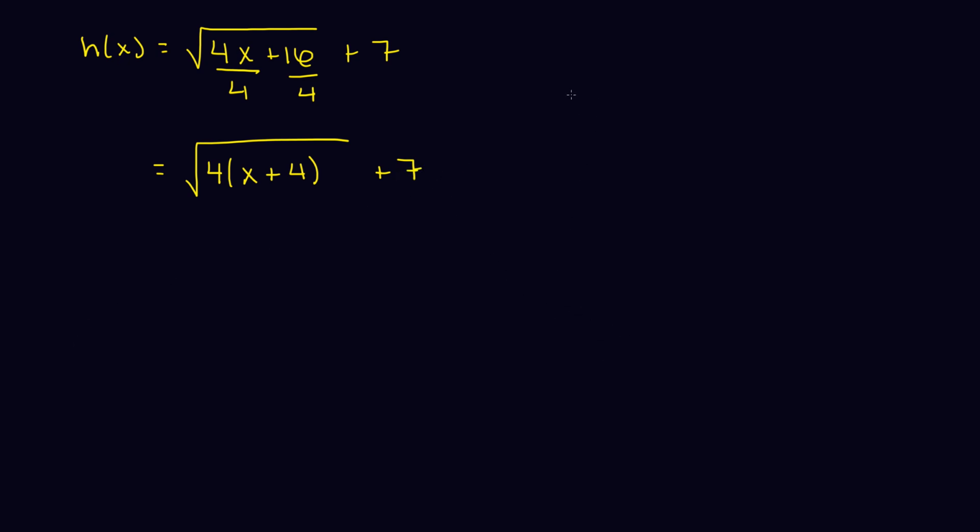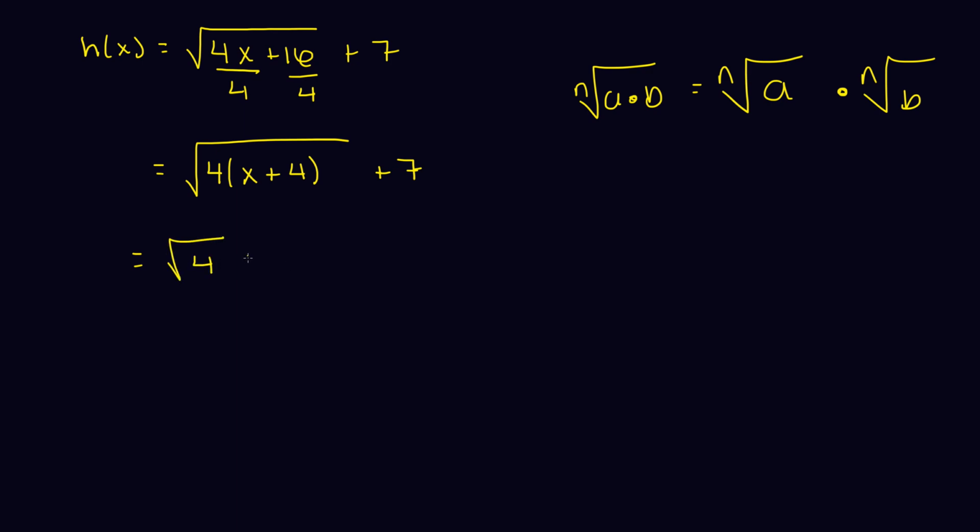Okay, again, taking into account that a times b, I could separate as a times the nth root of b, I'm going to use that here. So we have the square root of 4 times the square root of x plus 4, plus 7. Four is a perfect square, so when I take the square root of it, I get the value of 2 times x plus 4, plus 7.